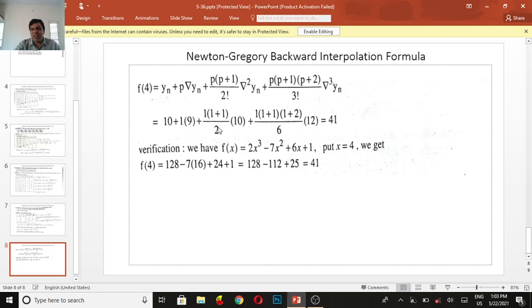So this is the way. If we express the polynomial and replace the values of x in the polynomial, the values should be the same. We get the same value: put x equal to 4, we get f of 4 equal to 41. So this is the way to find the polynomial. If you replace x by some value between any interval values, we get values that lie between those intervals.